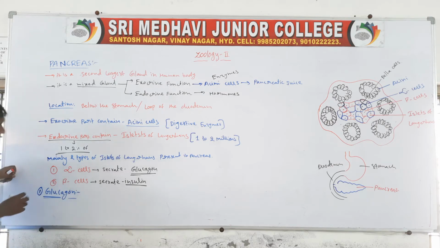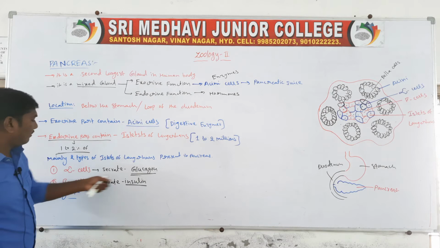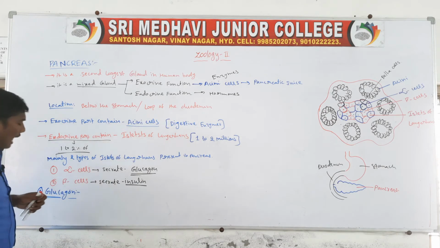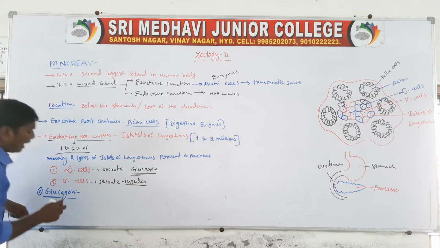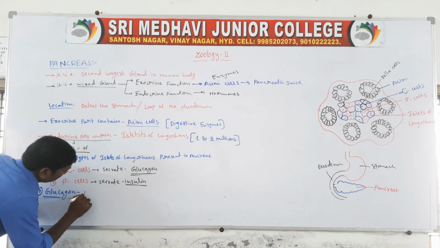Glucagon. The first hormone is glucagon, secreted by the alpha cells. Glucagon is also called the hyperglycemic hormone.